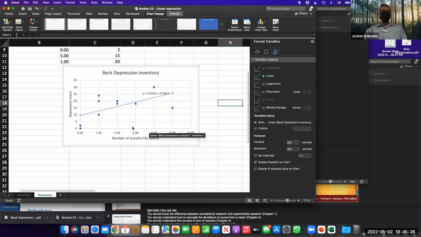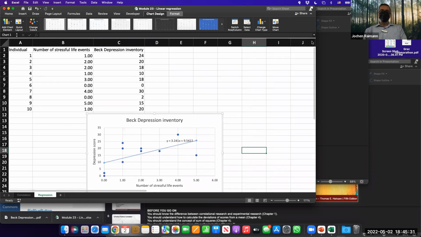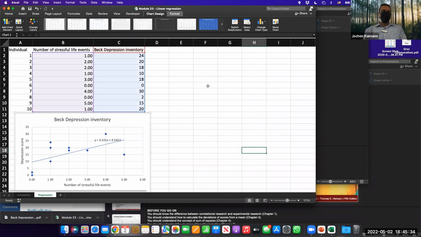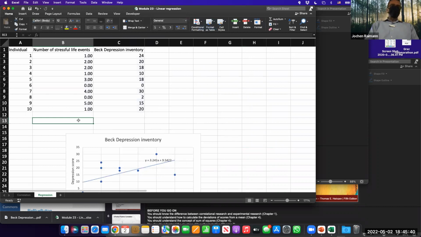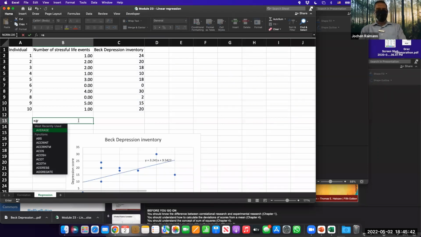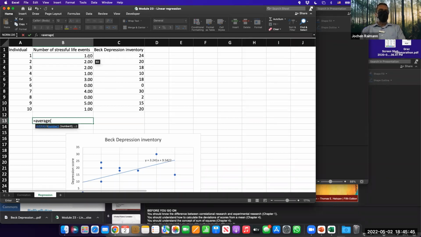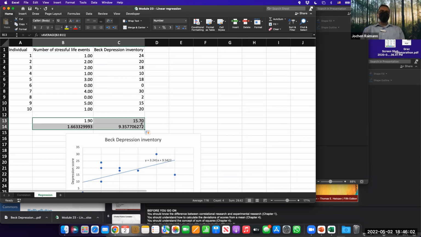And this is now where things are getting a little tricky and important for the quiz and also for the final. We first need to characterize the population, so we need to understand how the population distributes. Firstly, we take an average of our number of stressful life events, which is 1.9. We calculate a standard deviation of our stressful life events, which here is 1.67. Doing this for our dependent variable as well, we get an average of 15.7 with a variation of 9.4.